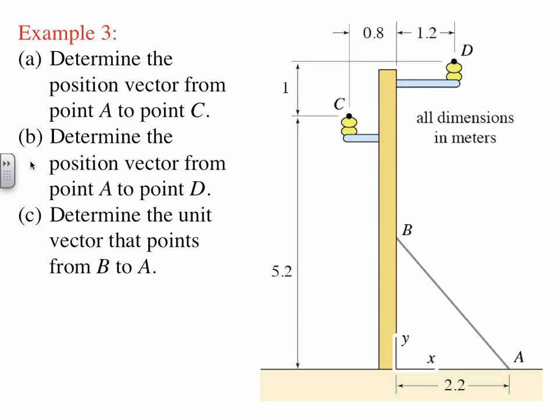In our final example, we calculate a number of relative position vectors and one unit vector associated with the relative position vector. We have a utility pole that is built into the ground and also supported by a cable that stretches from B to A. We have a number of coordinates of points that are either on the ground or on the utility pole to use as the basis of our calculations.